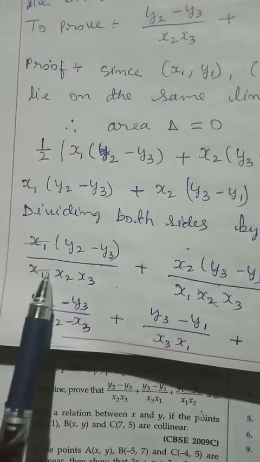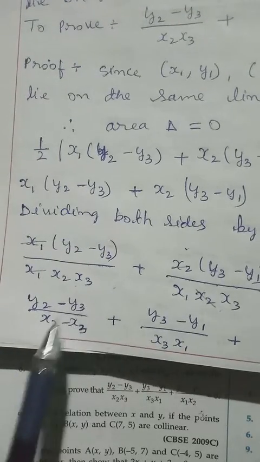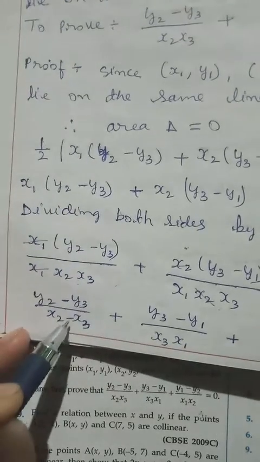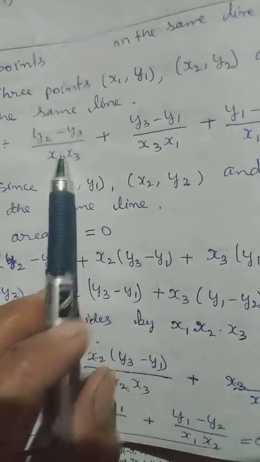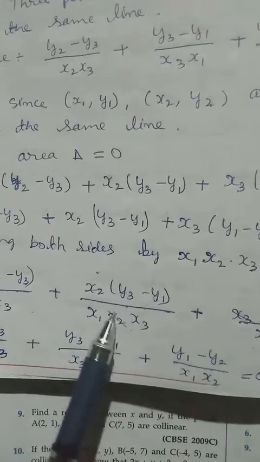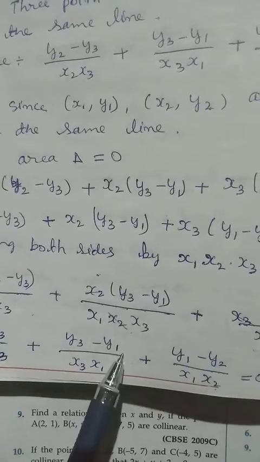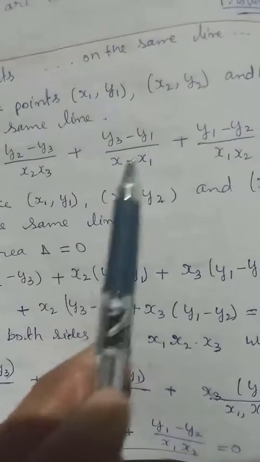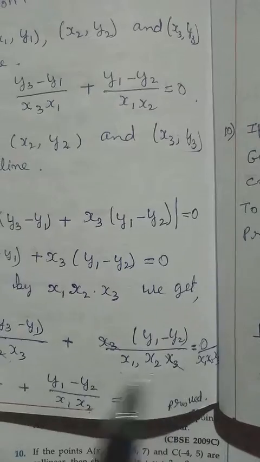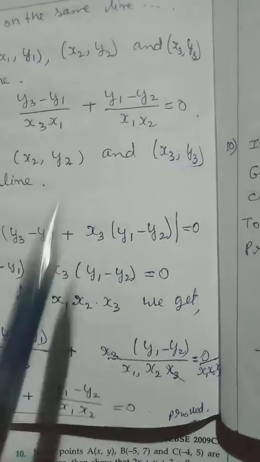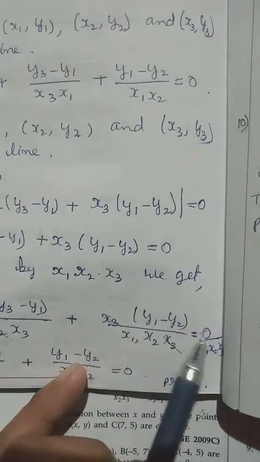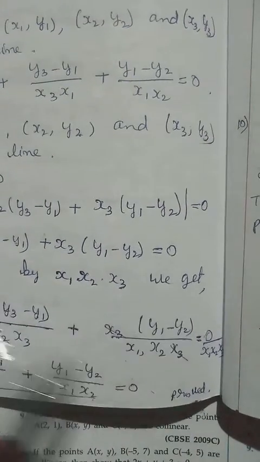So here x1 cancels, y2 minus y1, x2 into x3, which is the first part of the proof. Then here also x2 cancels, we are left with y3 minus y1, x3, x1, which is the second part. Then x3 cancels, y1 minus y2, x1, x2, which is the third part. Then 0 divided by this will become 0. So we prove the relation.